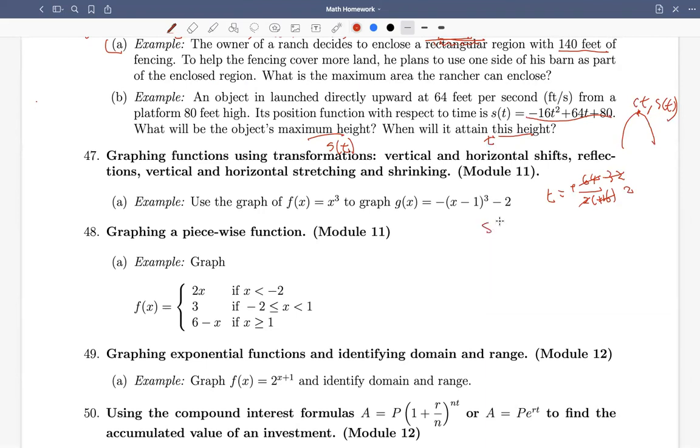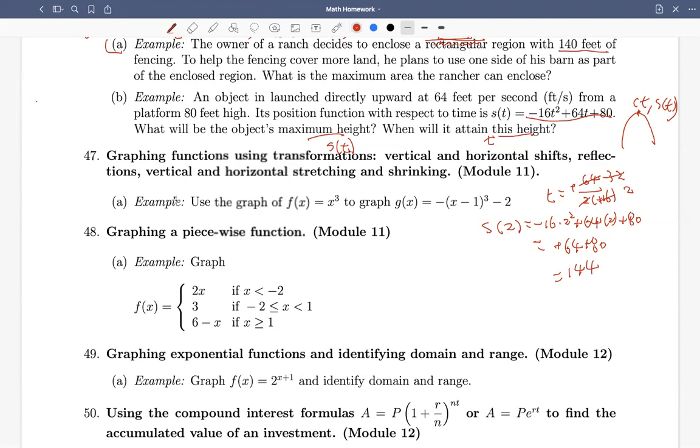What's the height? We have to calculate s of 2. So s of 2 is negative 16 times 2 squared, plus 64 times 2, plus 80. So negative 16 times 4, that's negative 64. Plus 2 times 64, that just becomes 1 times 64. Then plus 80, which gives us 144. So 2 hours later, the object will reach its maximum height, which is 144 feet.